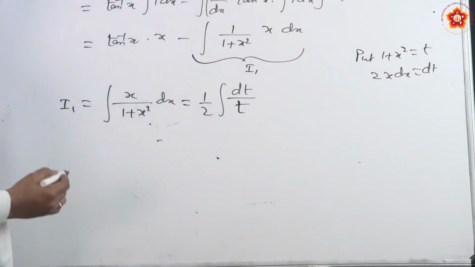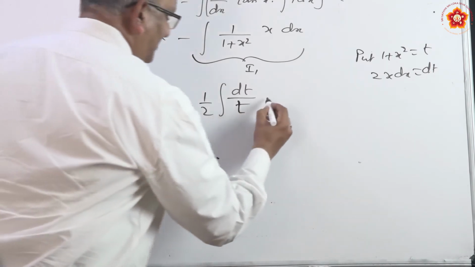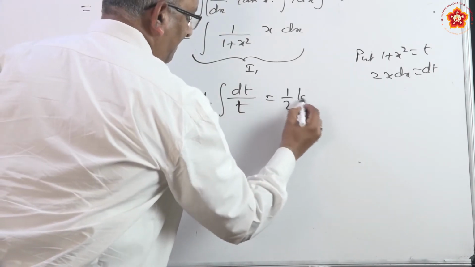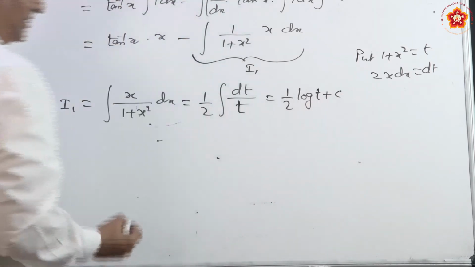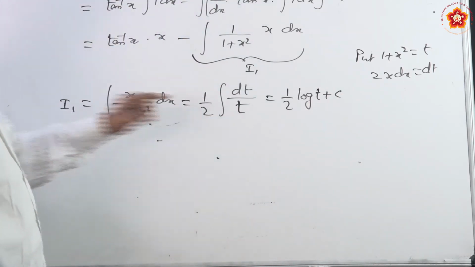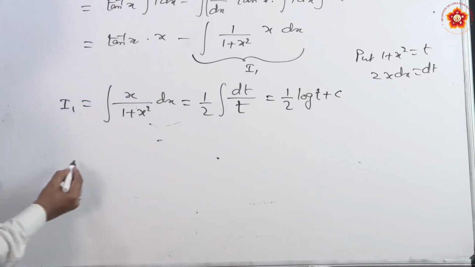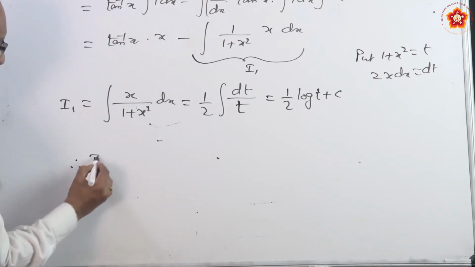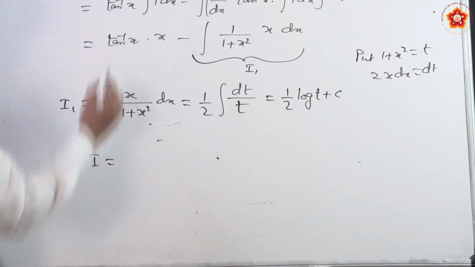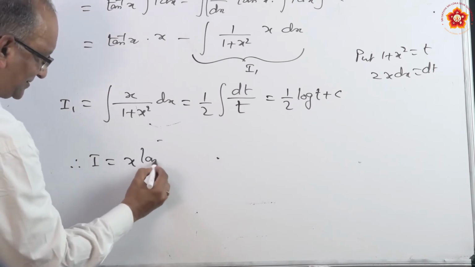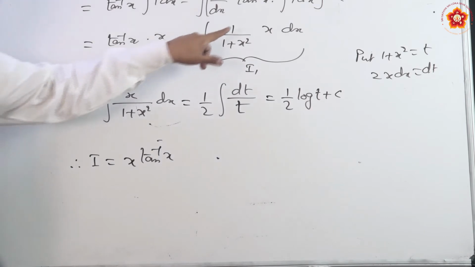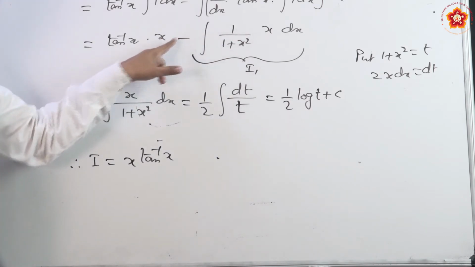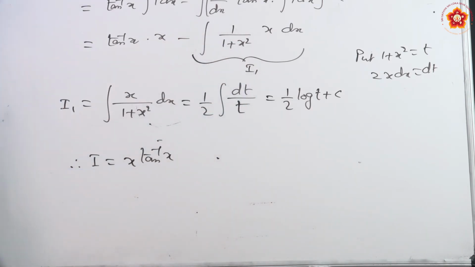And what is integral of 1 by t? It is log t plus c. Substitute back what is t, and you can now write directly I. I means original integral. What is it? X into tan inverse x. Remember, this is the value of this part, but it has to be multiplied with minus sign.